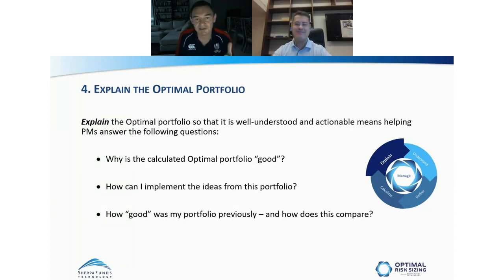The output of any sufficiently technical process can appear like a black box. So the fourth part of our world is explaining the portfolio. Why is the output good? How should you look at a portfolio? Can you take a snapshot of your current portfolio? Don't worry about the Sherpa calcs, and look at it and get an idea of whether it's a good expression of your alpha given your constraints and risk appetite.